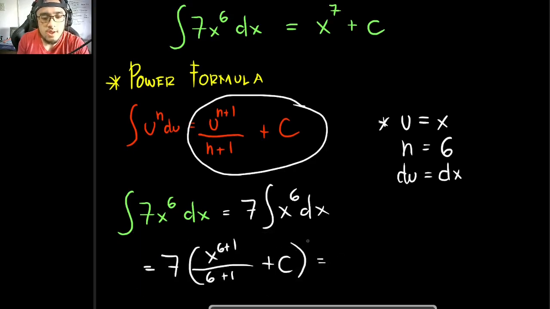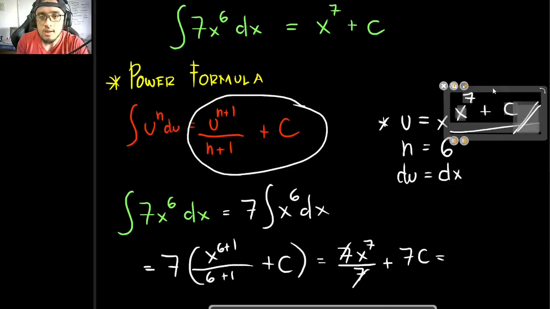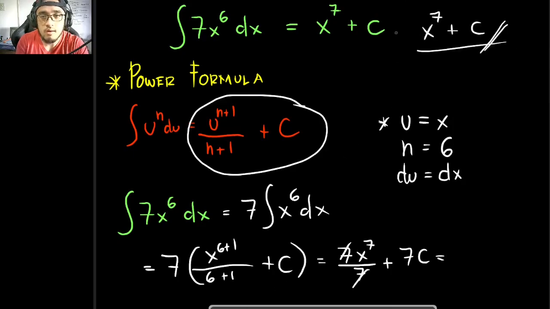So this is to be equal to, simplifying this equation, an answer of 7 times x raised to 7 divided by 7 plus 7c. But take note, guys, that a constant multiplied by a constant is equal to a constant. So this would just cancel out, and our final answer now is to become x raised to 7 plus c, since 7c is still a constant. And as you can see here, this value right here is exactly this value right here. So they are to be the same.